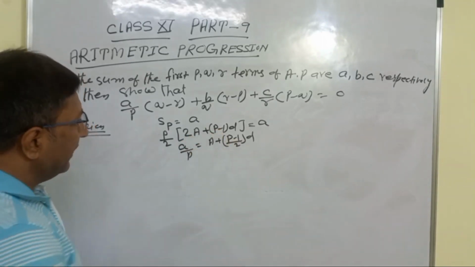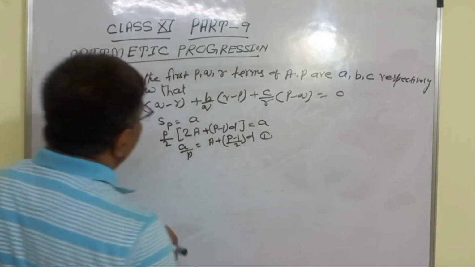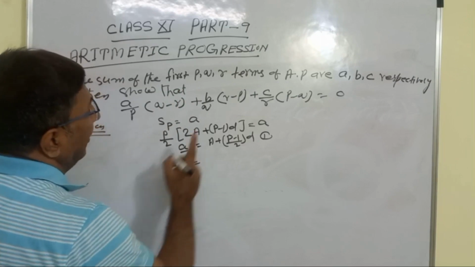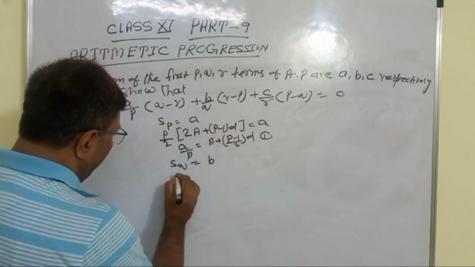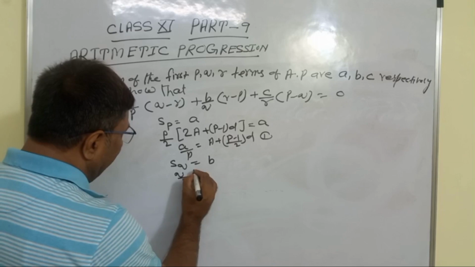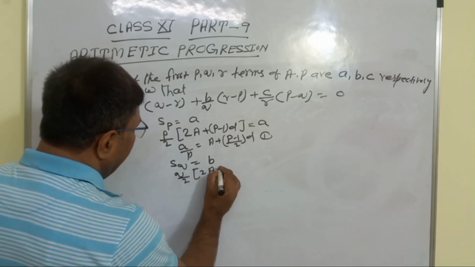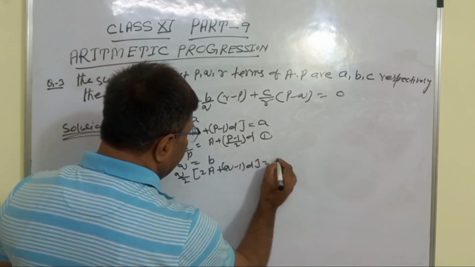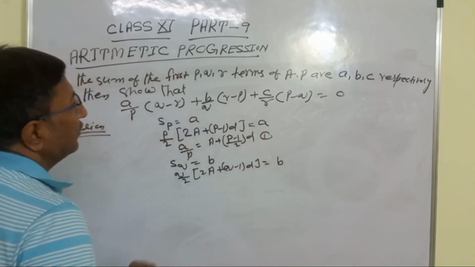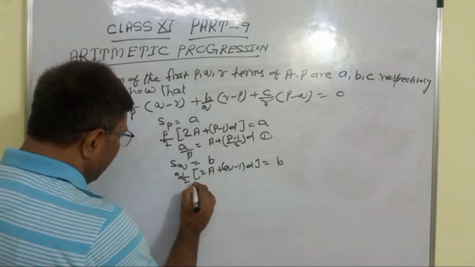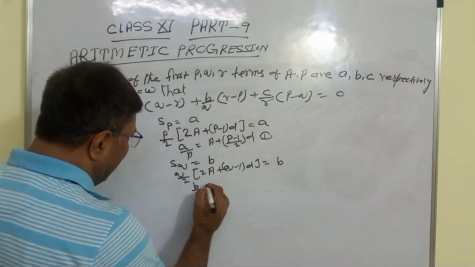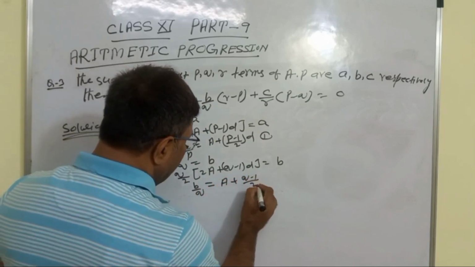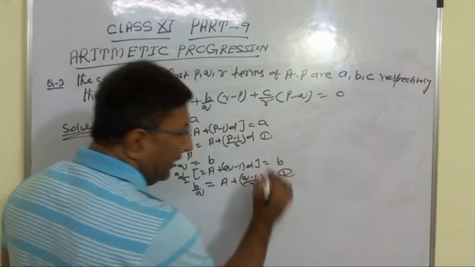Similarly, this is the first equation. Now you see second, the sum of q terms. It is given how much? b. So your formula is what? q by 2 into 2A plus q minus 1 into d, and this is given how much? b. So we have to find b by q. So again this is b by q equals what? A plus q minus 1 by 2 d. This is the second equation.